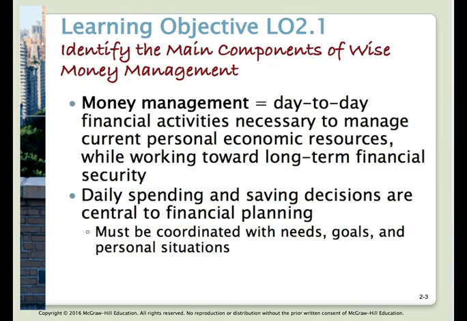Start with our learning objective number 1, which is to identify the main components of wise money management. Money management refers to the day-to-day financial activities necessary to handle your current personal economic resources while working toward long-term financial security. Your day-to-day spending, or will I save, these decisions are central to your plan. And like we talked about last week, these decisions must be balanced with where you are in your life cycle and other factors like our current economic situation and the town where we live and work, where we are in our stage of life. Those will impact your decisions.